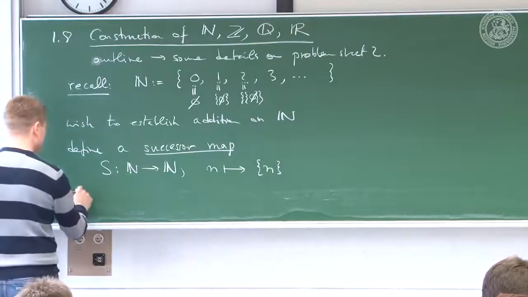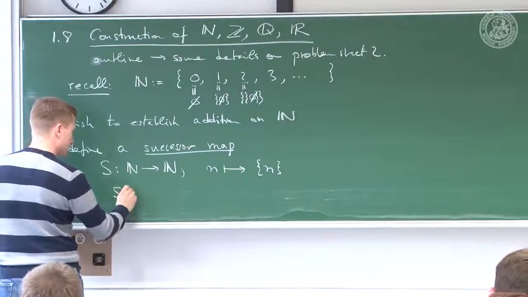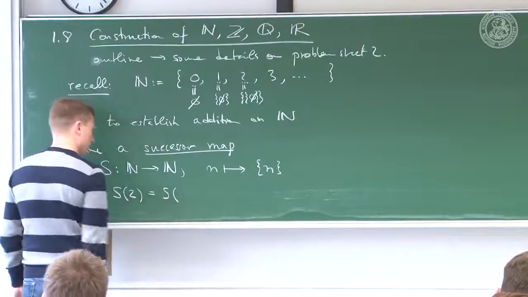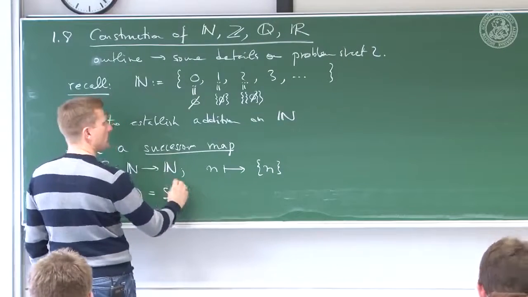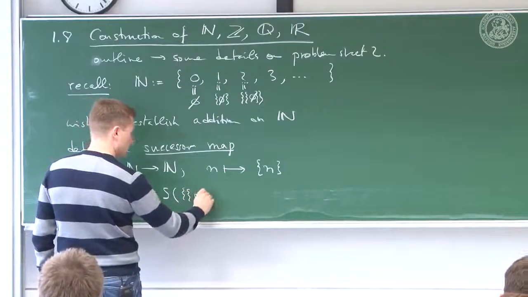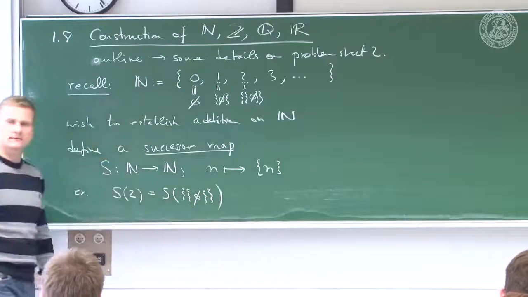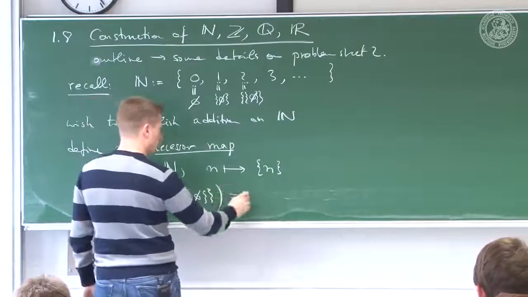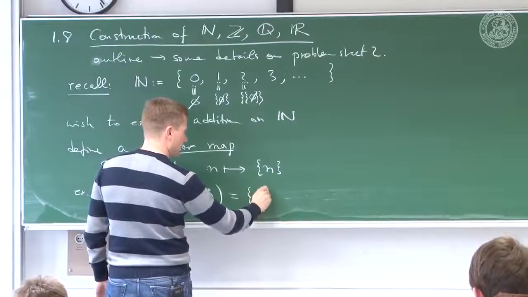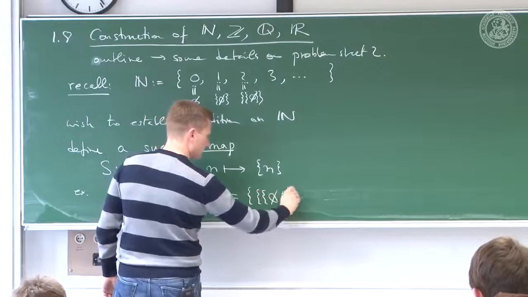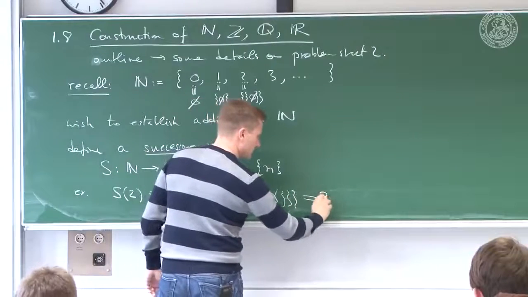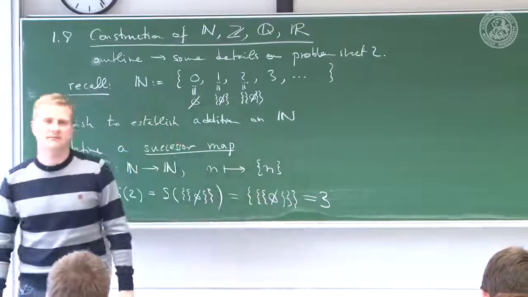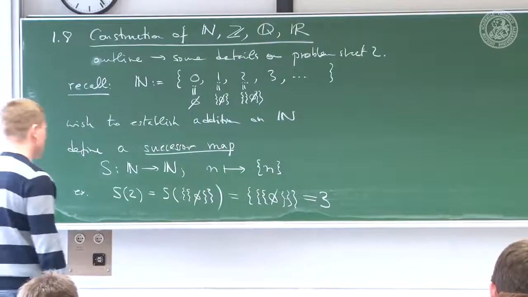So example, what is the successor of 2? Well, 2 is just a short form of this guy. And so this is the n. And now what I do, I add another layer of brackets around it. And this is just a short form of 3. So the successor of 2 is 3. Wonderful. That's the successor map.